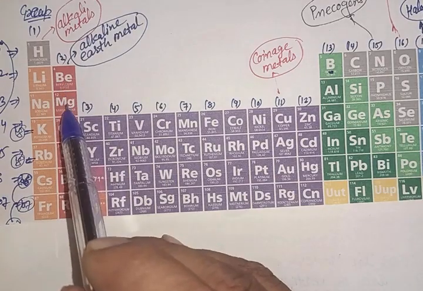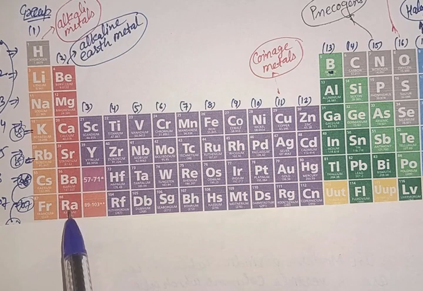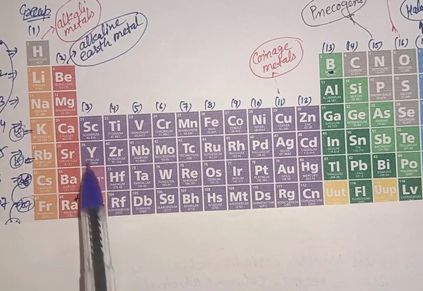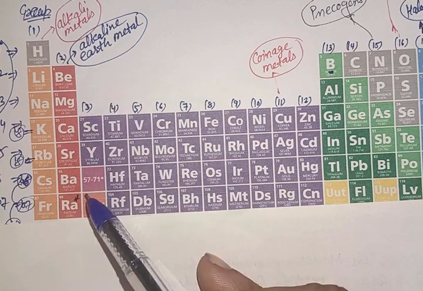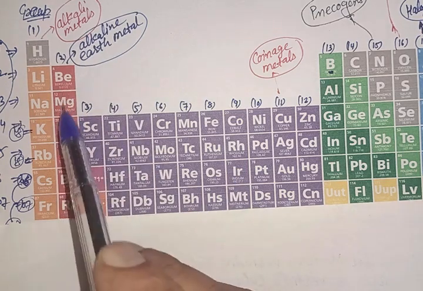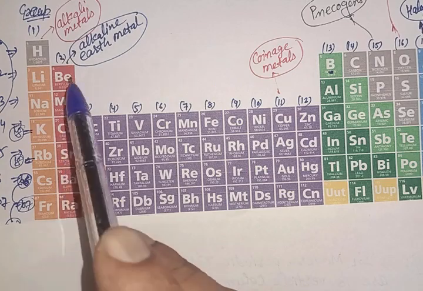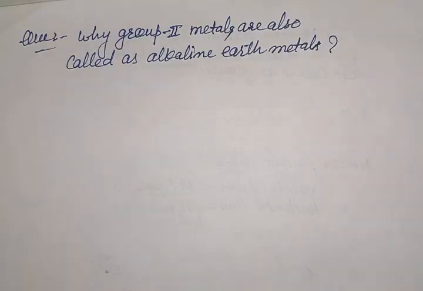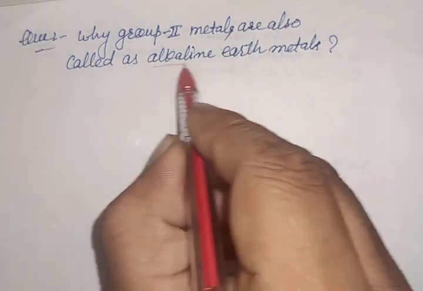Group 2 metals, that is beryllium, magnesium, calcium, strontium, barium and radium. Radium is radioactive. These are also called alkaline earth metals because their oxides and hydroxides are basic in nature and found in the earth's crust. So why are group 2 metals also called alkaline earth metals?